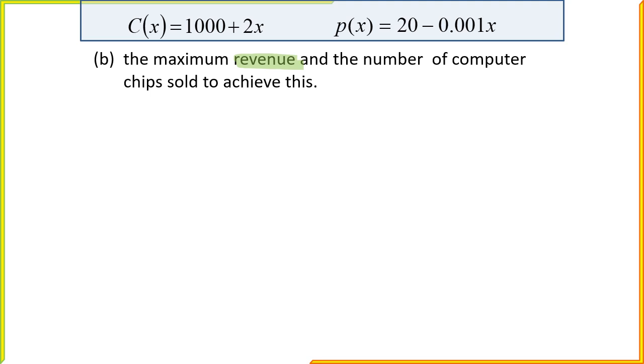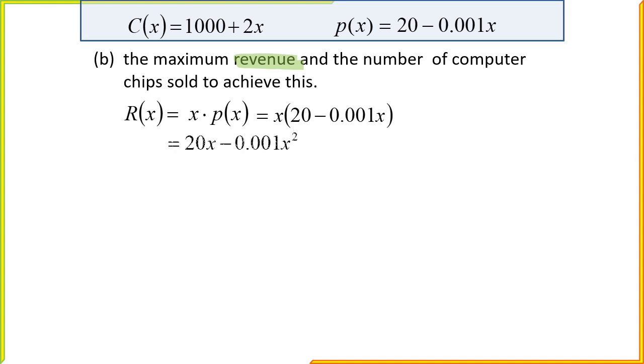Because we have the price demand function, the revenue function is equal to X multiplied by the price demand function. So X multiplied by 20 minus 0.001X, which is equal to 20X minus 0.001X squared. So this is revenue. We are done with the first step. The second step is to find the maximum revenue. We need to differentiate and equate to 0. So differentiating revenue, R prime, we get 20 minus 0.002X.